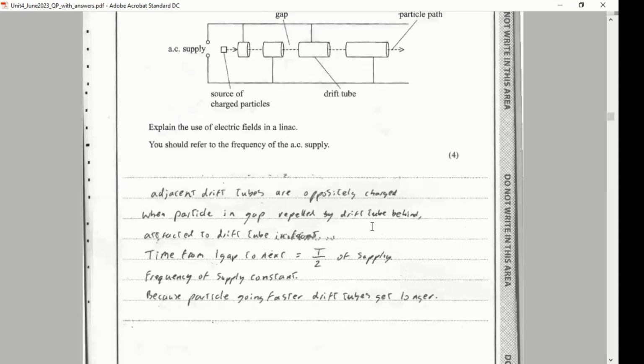The key point about Linacs is the frequency of the supply is constant. And because the particle is going faster, the drift tubes need to get longer so that you can have this constant time between gaps. I think that covers all 4 marks.